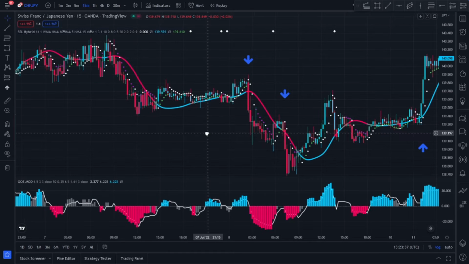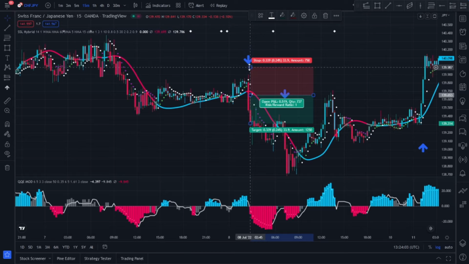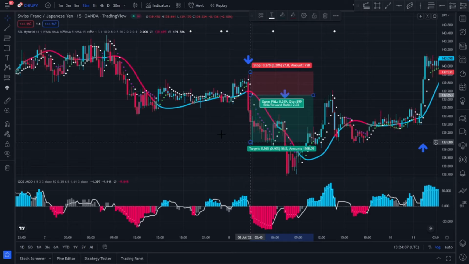the short position. Let's give an example to understand better. In this area, the SSL indicator line is red and the price is below the line, and at the same time the QQE Mod bars are also red. So we are looking for a short position. As you can see, the bearish signal is indicated by the SSL indicator with a red arrow, and we open a short position at this point.